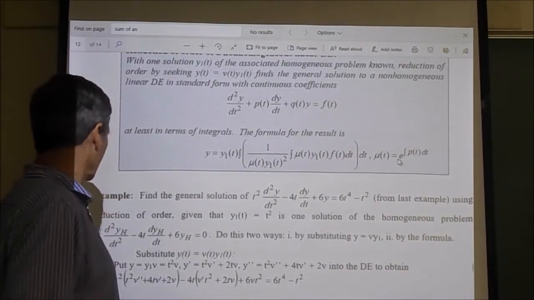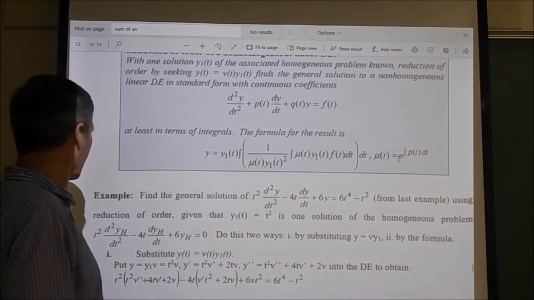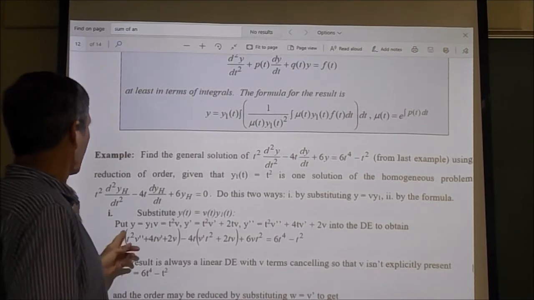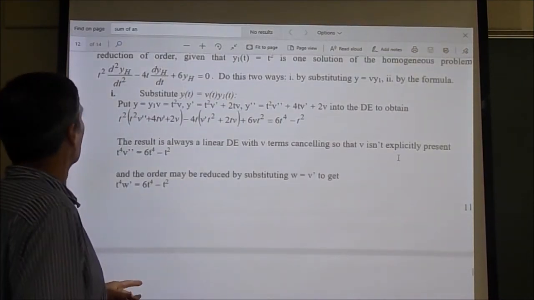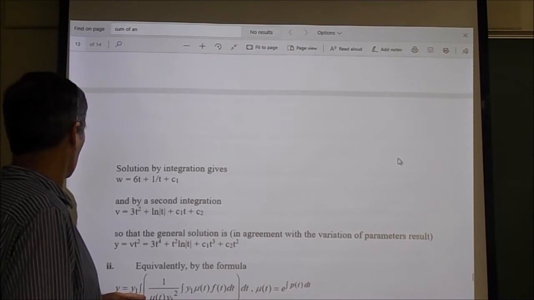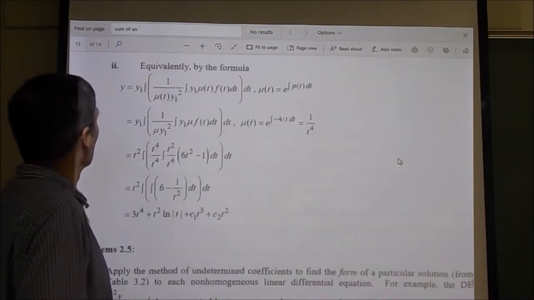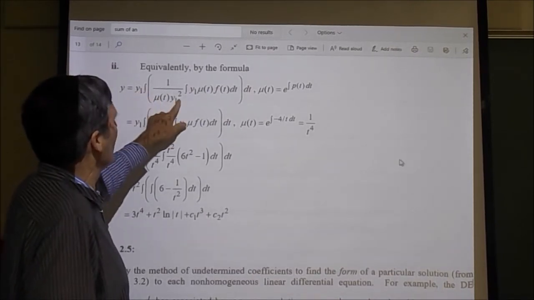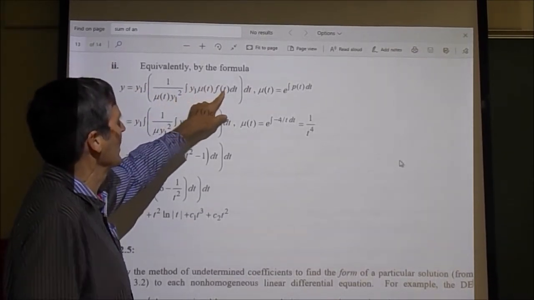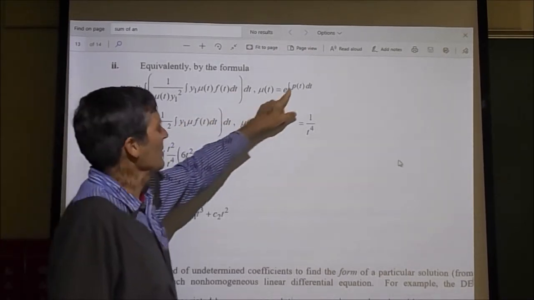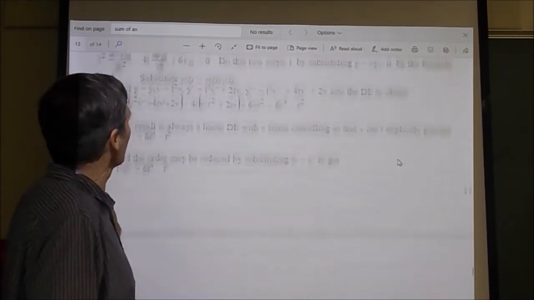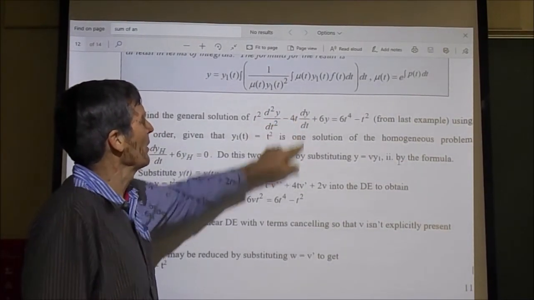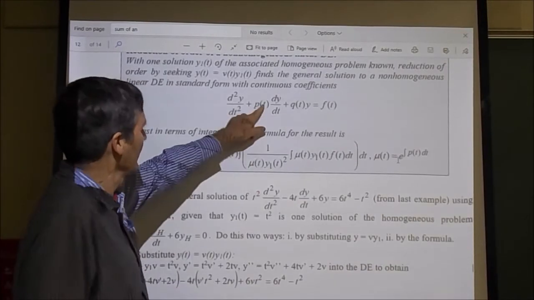So what I'll do is go to this formula and say, well, y is y1 times 1 over mu y1 squared, integral of y1 mu f dt, where mu is e to the integral p of t dt. For this differential equation, p of t was minus 4 over t, right? Whatever multiplies dy dt is p of t from the differential equation.